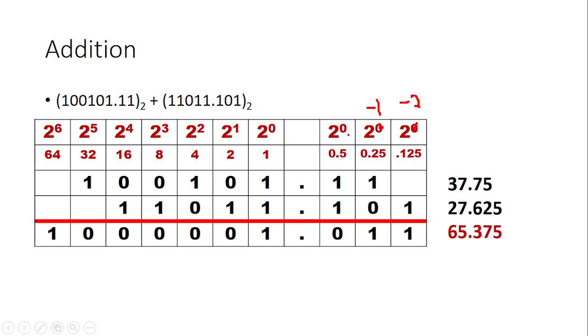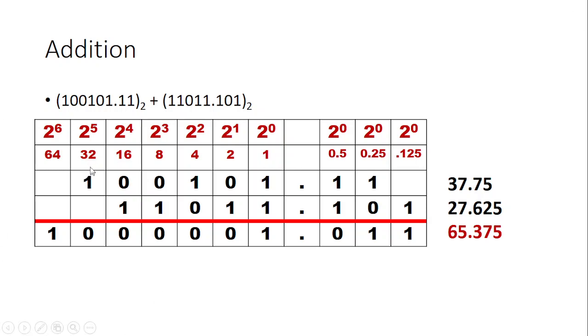So this is minus 1, this will be minus 2, and this will be minus 3. On the other side of the dot, this is 2 to the power 0. Remember, the next location will be 2 to the power minus 1, the next location will be 2 to the power minus 2, and the next location will be 2 to the power minus 3. So this is what we have over here. Now let's look at how we are able to get the same answer over here. So let's take the first number.